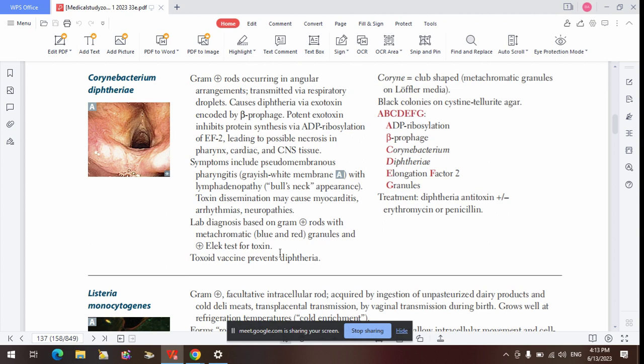We can give the antitoxin to neutralize those toxins. So just like we are treating tetanus, give antitoxin to neutralize those toxins so that you can suppress the damage they are causing. But you have only neutralized the toxin. You have not taken care of the bacteria. So you have to give antibiotics to take care of the bacteria.